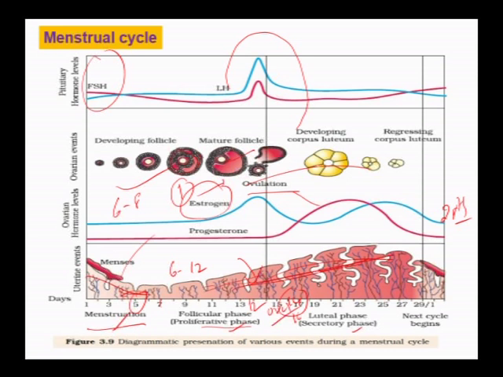So the next phase is called luteal phase or secretory phase. Here luteal phase refers to the process of formation of corpus luteum. After ovulation, the ruptured Graafian follicle is converted into corpus luteum. Now corpus luteum is maintained by LH. So LH maintains corpus luteum for continued secretion of a sex hormone called progesterone. You know that progesterone is responsible for maintenance of pregnancy.